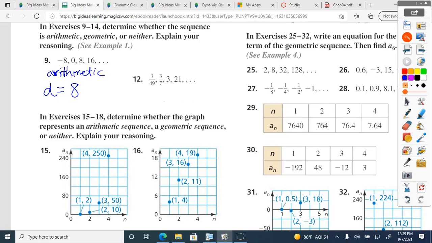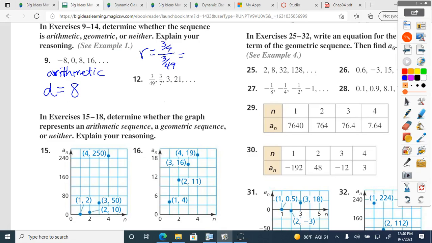All right, 12. Arithmetic, geometric, or neither? Well, first off, are they adding? Do we need to worry about arithmetic? They're definitely not adding. So we need to decide: is it geometric? The only way to do that is to try all of them. So say 3/7 divided by 3/49, and thankfully your calculator makes that pretty easy.